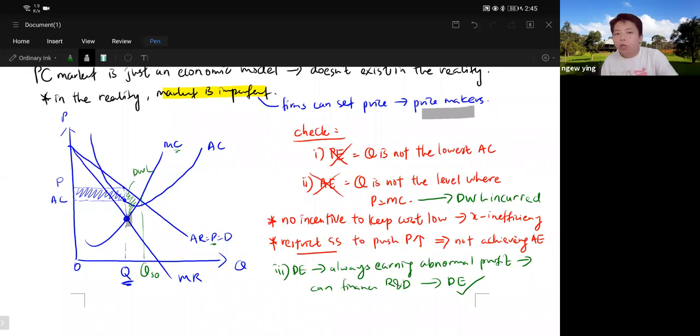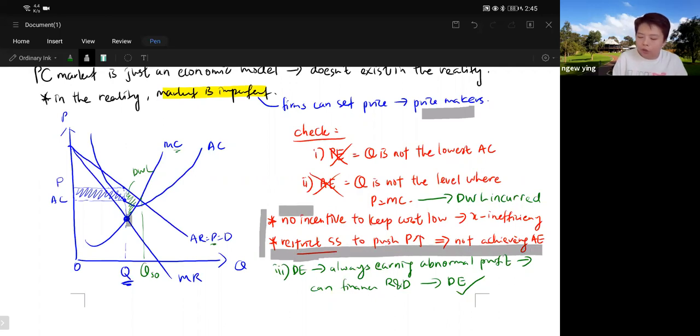Secondly, Q is also not the point where P equals MC. Therefore, monopoly doesn't meet the condition of allocative efficiency. They didn't achieve allocative efficiency. And other than based on the diagram, I offer you another kind of discussion which you can prove that monopoly didn't manage to achieve these two types of efficiency. As in, they have no incentive to keep their cost low, and they always try to restrict the supply in order to push the price up. So this is the part.